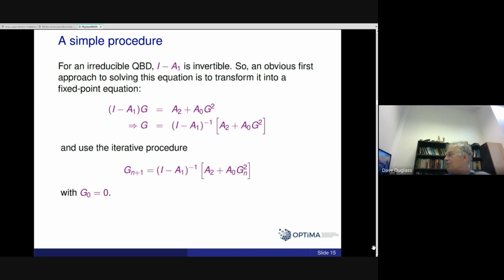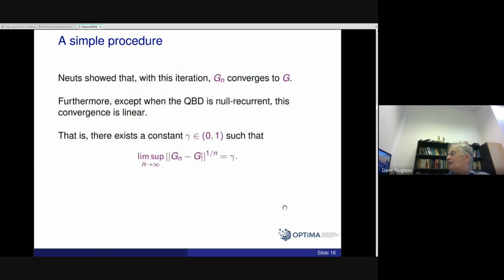And in fact, that's what Marcel Neuts did back in the early 80s. And he showed that if you do that, Gn converges to G. And there's always an exception about null recurrent QBDs. If you want to know about null recurrent QBDs, you should listen to the paper that Guy and I actually plan to submit to the MAM 12 conference, which Amir mentioned is going to be in Toronto in the middle of the year, because we plan to talk about these algorithms in the null recurrent case there.